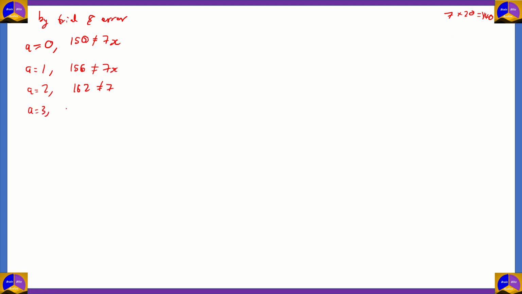Now, if you take A equals 3, then 6 times 3 is 18, plus 150 gives you 168. 24 times 7 would also be 168. So that is equal to 7X, which means we would get the value of X as 24.